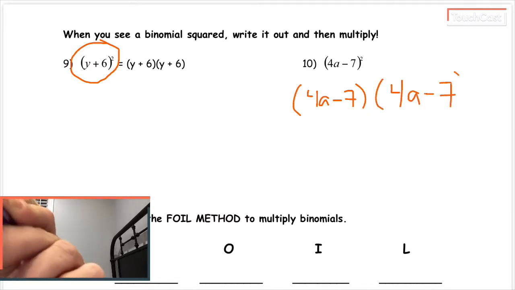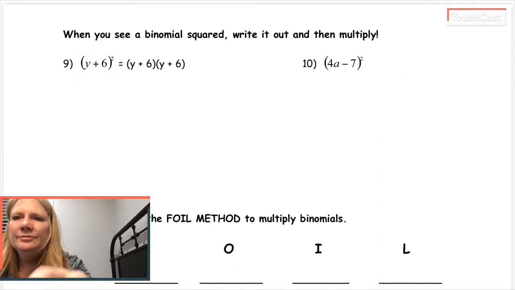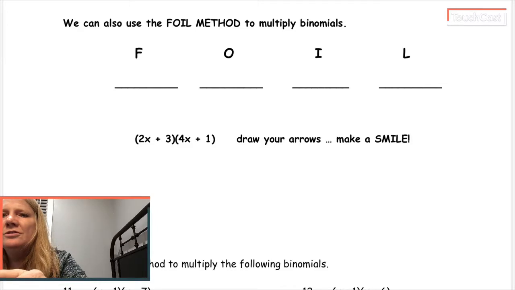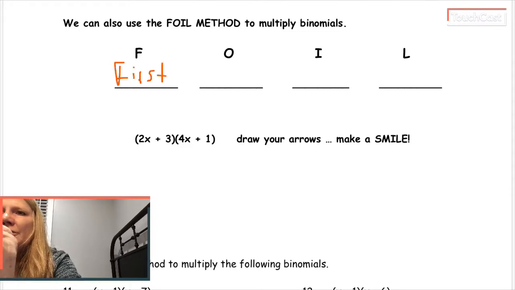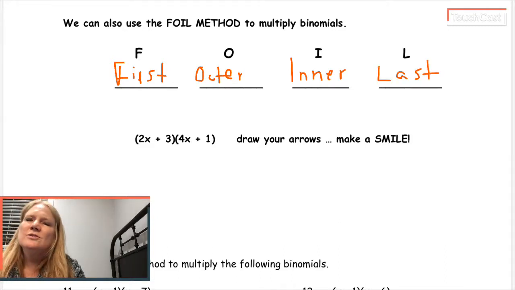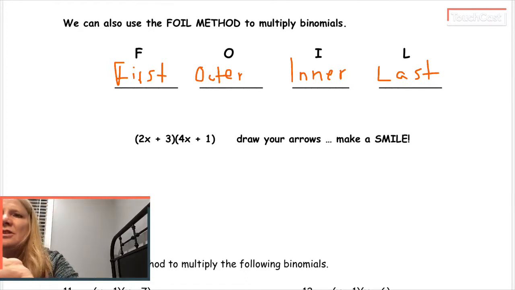And then you can either use the box method or you can use the FOIL method, which we're going to look at right now. Okay, so the FOIL method, what that stands for is first, outer, inner, and last. This is the way that I've always thought was easier for students to remember, because you're going to kind of draw a picture as you do it, and you see the same picture each time. So let me show you what I mean.